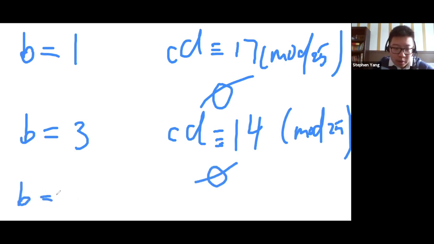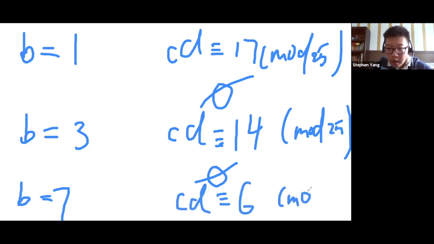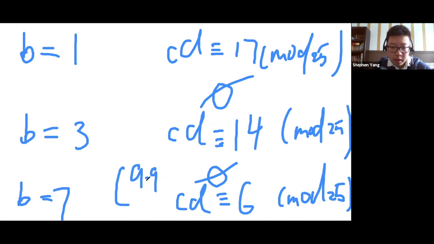Now, when B is equal to 7, this means that CD is congruent to 6. Now, there is a solution in this set, which is C and D both equal to 9. So 9 times 9 equals 81, which is congruent to 6 mod 25. So we get one solution in this set.